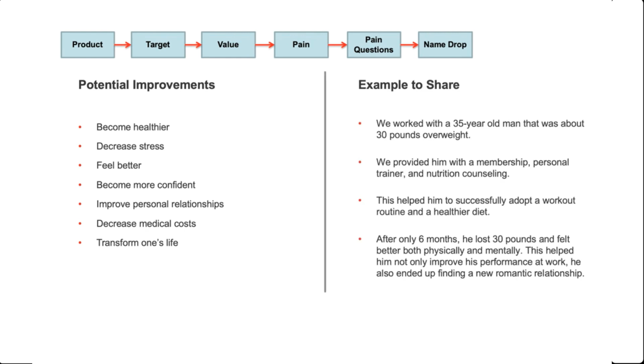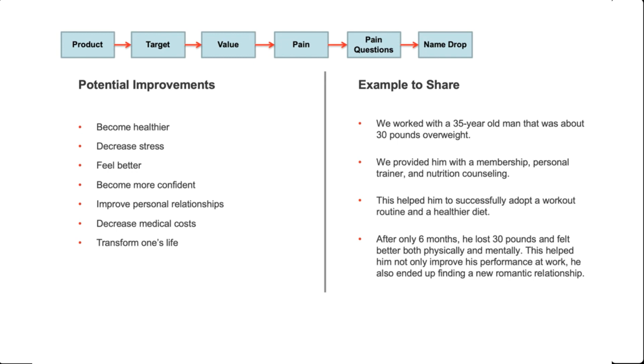So to see what that looks like, if just using the same example that we've been kind of working off of, which is the health and fitness club, we could use an example to identify, basically, we worked with a 35-year-old man that was about 35 pounds overweight. We provided him with a membership, personal trainer, and nutrition consulting. So that's the product and service that we delivered. And then the initial improvement is this helped him to successfully adopt a workout routine and healthier diet. So that's basically the process that we helped to improve.